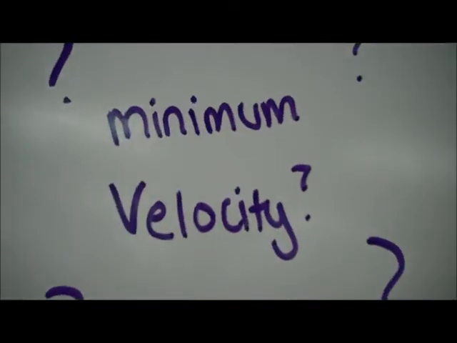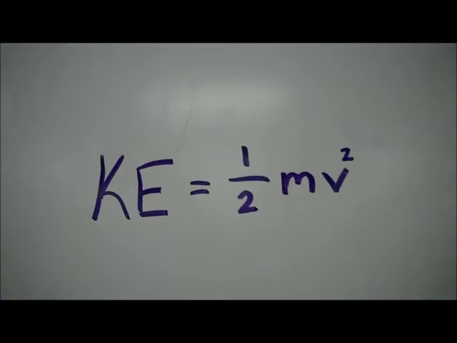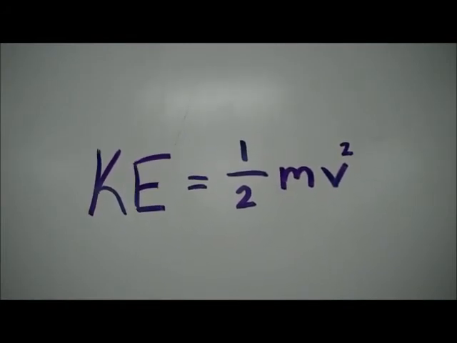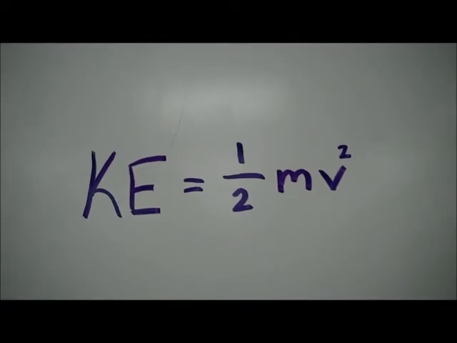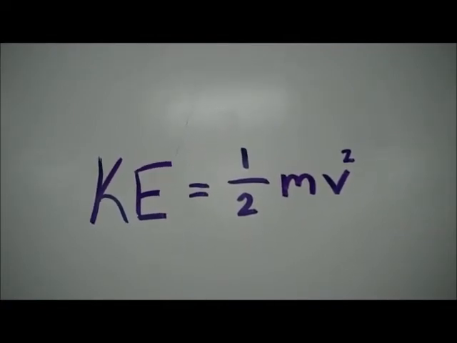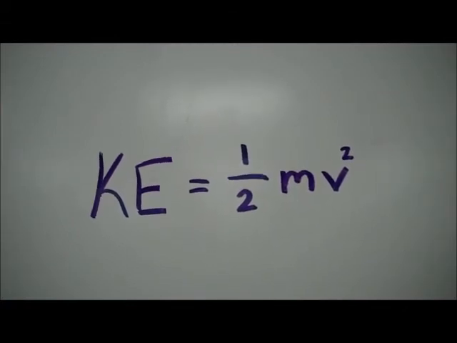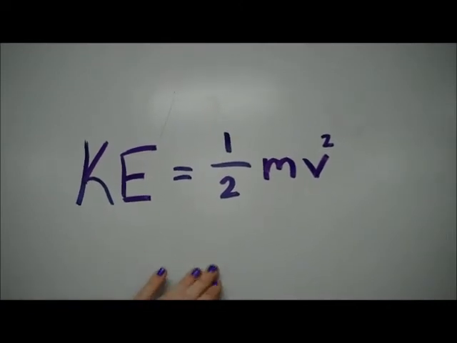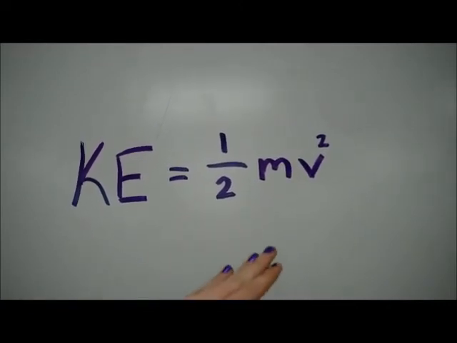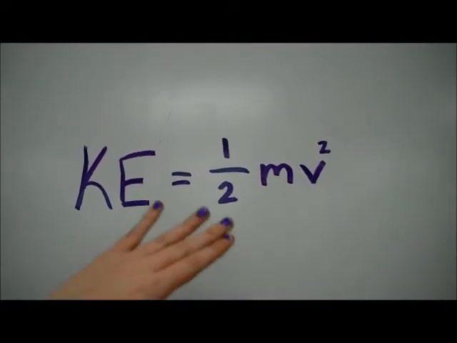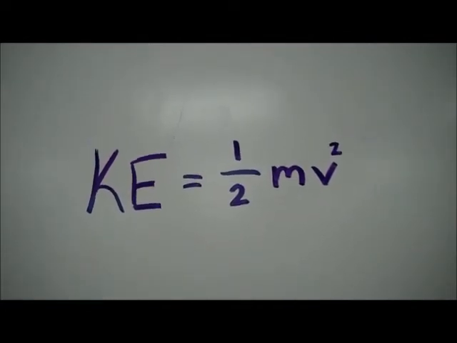Now, how do we calculate the minimum velocity? Well, we do this by calculating the kinetic energy. Kinetic energy is basically the energy of motion, and energy means the ability to do work. So, let's look at this equation. Kinetic energy is equal to 1/2 mass times velocity squared. We can find velocity by doing simple algebra here.